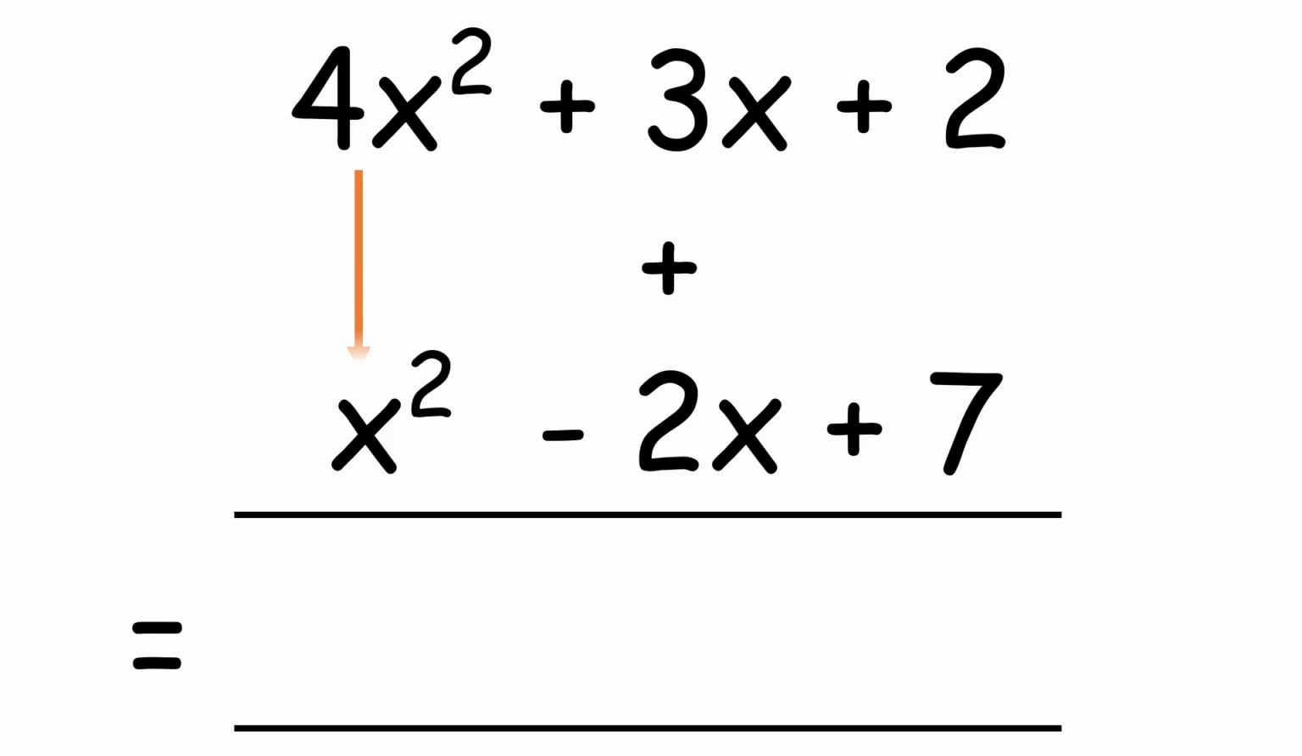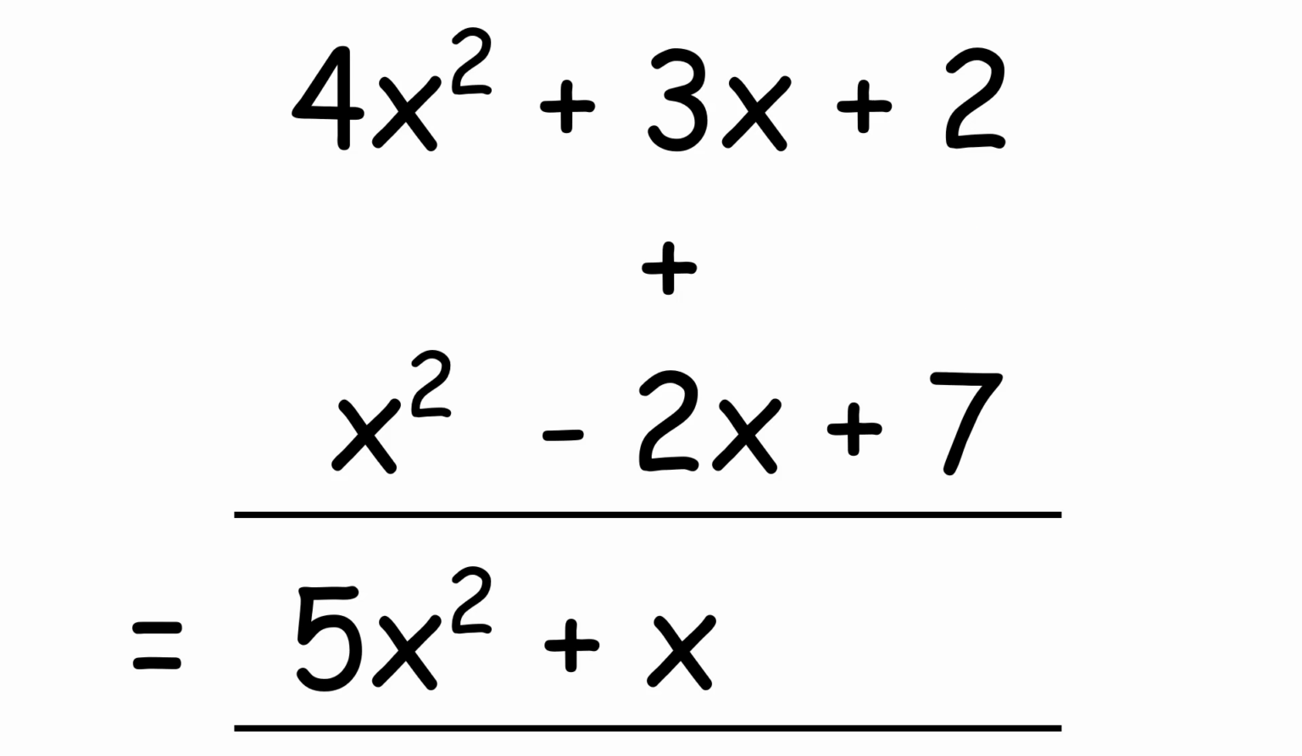So in this case, 4x squared plus x squared is 5x squared, 3x added to minus 2x is just x, and 2 plus 7 is 9.